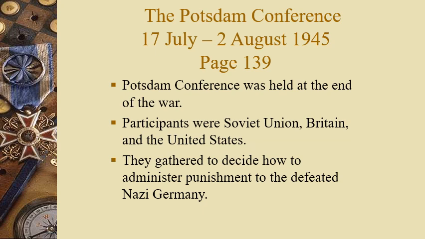So the second wartime conference in 1945 was the Potsdam Conference, the name obviously coming from the place where it was held, Potsdam. The participants at this conference were exactly the same as at the Yalta Conference: the Soviet Union, Britain, and the United States. The reason why they met this time was to decide how to administer punishment to the defeated Nazi Germany. Initially in February, they were thinking about what they were going to do, and by July, after Germany's defeat, they decided how they were going to go about this.